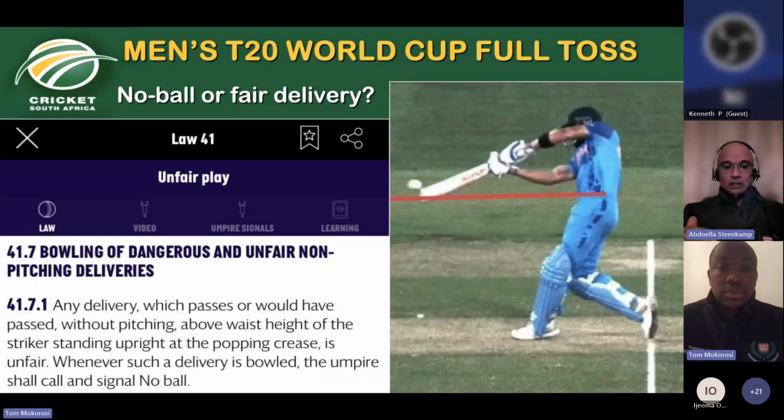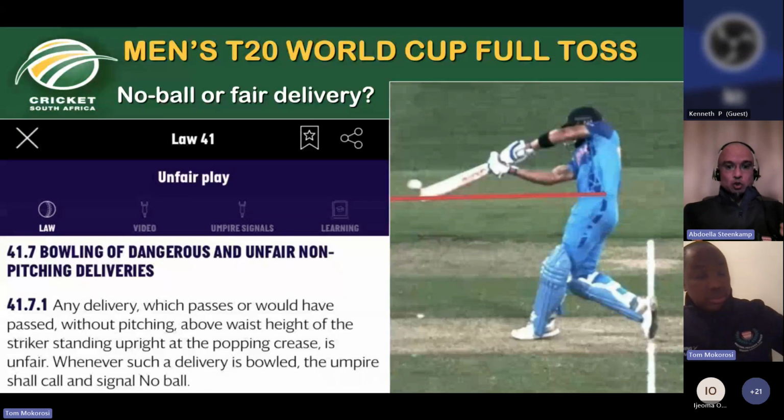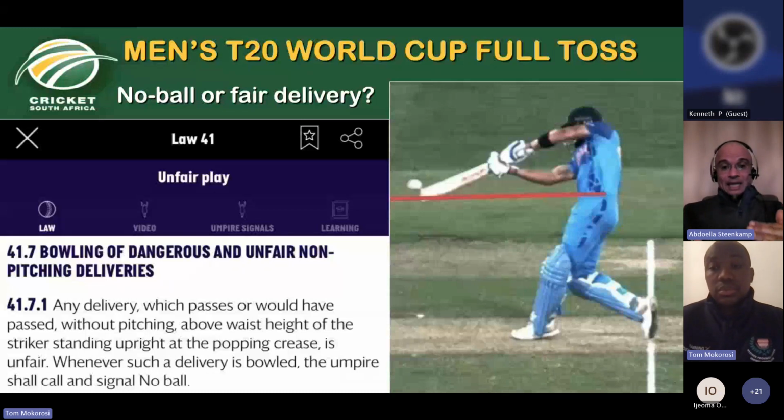So your judgment call needs to be not where the batter now hits the ball. Yes, when it hits the ball it is above waist height. But that is not your judgment call. Your judgment call is batter standing upright at the popping crease. So you need to judge that ball moving a bit further, getting to belt height. Was the ball then, when it's next to the batter, above waist height? If your answer to that question is yes, you call and signal no ball. If the answer to the question is no, it's then a fair delivery.